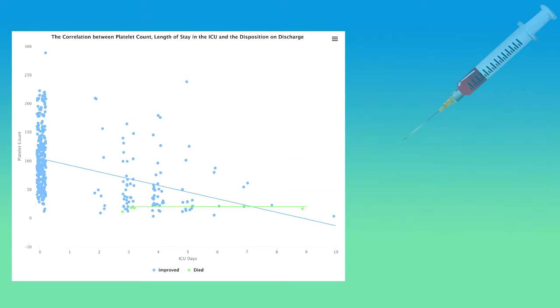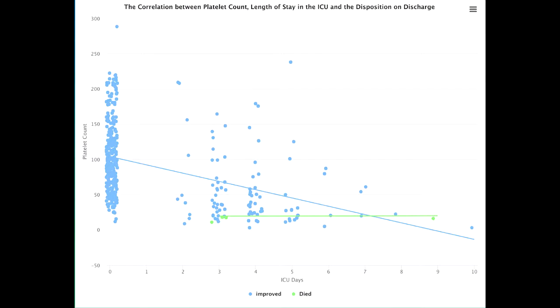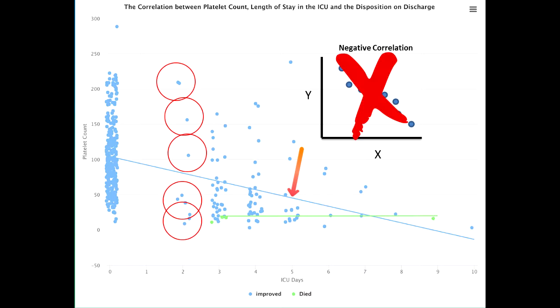The scatter plot, along with the linear regression, shows that there is no significant correlation between the platelet count, length of stay in the ICU, and the disposition upon discharge, as evident in both the presence of a sloping down and straight or leveled regression line. Though one of the lines sloped down, there were outliers that have failed to make this negatively correlated.